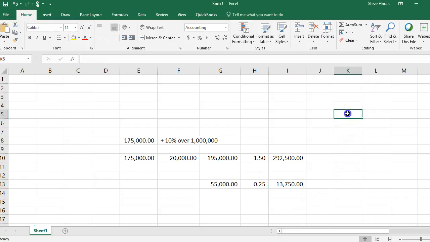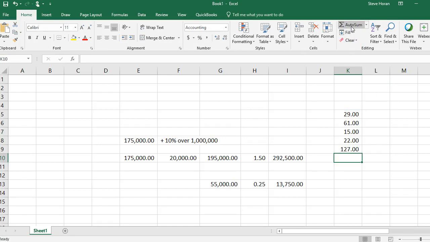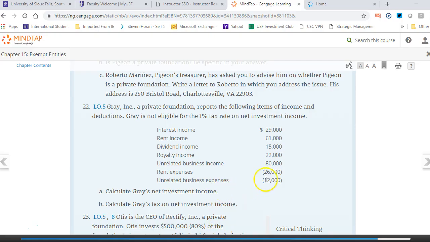Let me just type this out here so you see what the numbers are. It's 29 plus 61 plus 15 plus 22. The sum of those is 127. And I subtract the 26 allowable for deductions. The net then is 101. So the net left over is 101. Coming back to the question, neither the unrelated income of 80 nor the unrelated business expense of 12 are relevant in calculating net investment income. So we just don't need to include those.